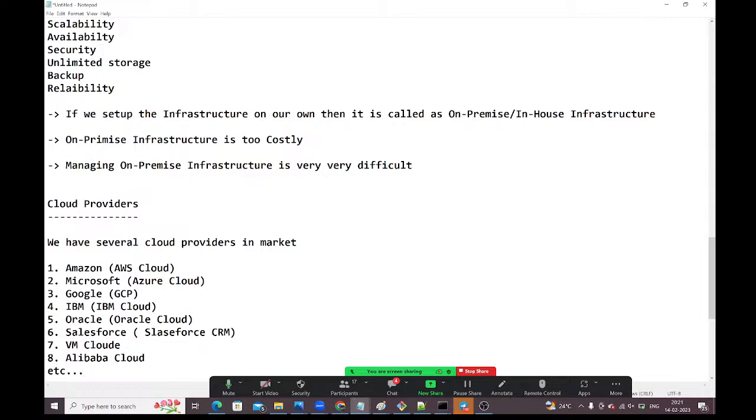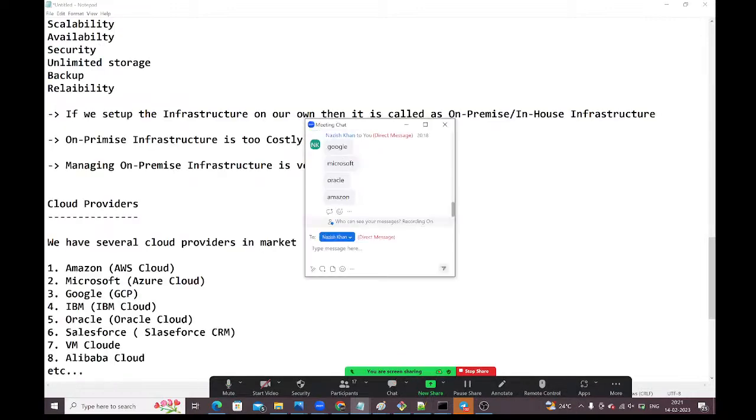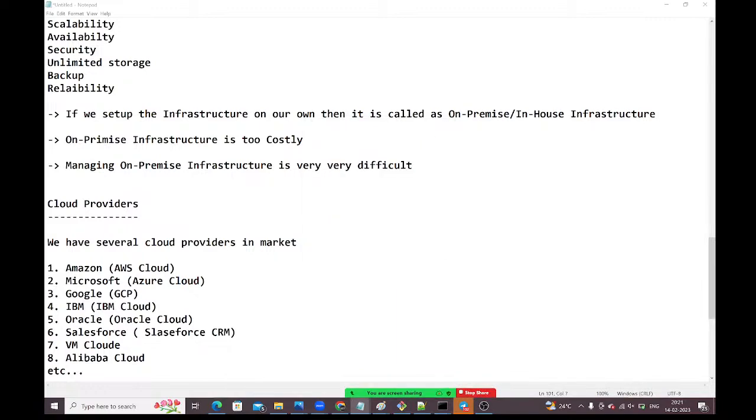See guys, we have several cloud providers available in the market. Who are available? Amazon is available, Microsoft is available, Google is available, IBM is available, Oracle is available, Salesforce is available, VM Cloud is available, Alibaba Cloud is available. Is it clear, guys? Yes, sir. All these are cloud providers only.